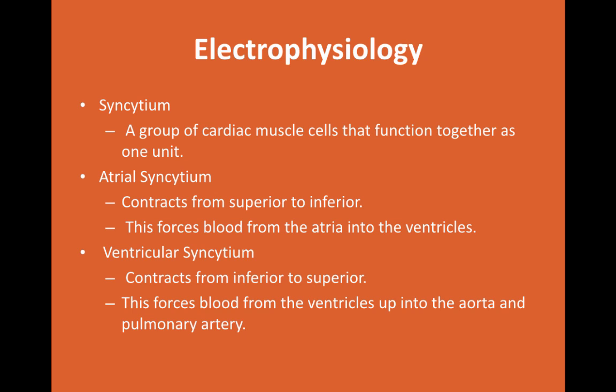So the syncytium, or the group of cardiac muscles that function together as one unit. You got the atrial, which goes from superior to inferior, and in the ventricular, they go from the inferior to the superior, and that's what helps to force blood from the ventricles up into the aorta and the pulmonary artery.